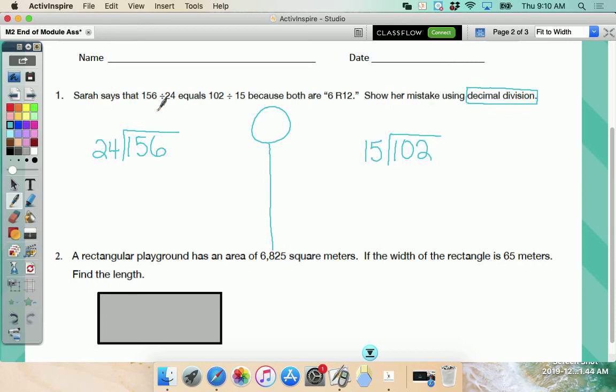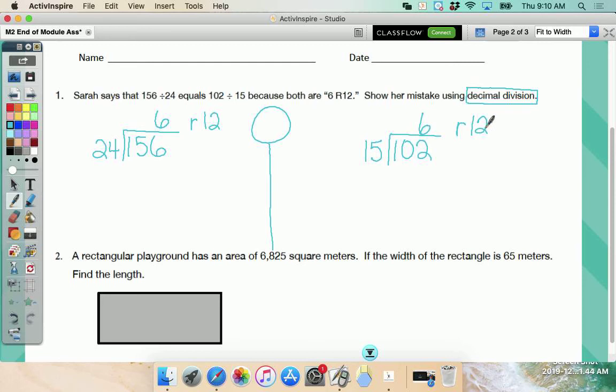And then I'm going to write 6 remainder 12. You don't need to write 6 remainder 12. Just write the 6. Because we're going to erase the remainder. Because it says we have to prove or show her mistake using decimal division. So we're gonna decide which one is larger, because one of them is. All right? Remember, only decimal division produces exact answers.